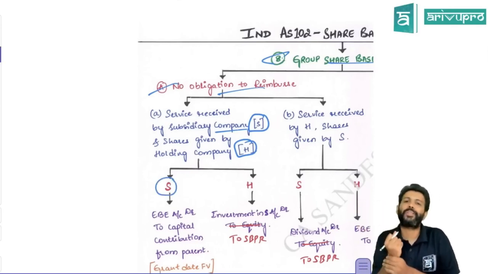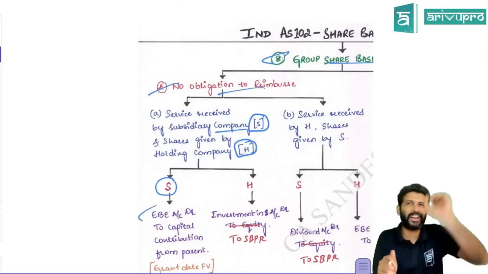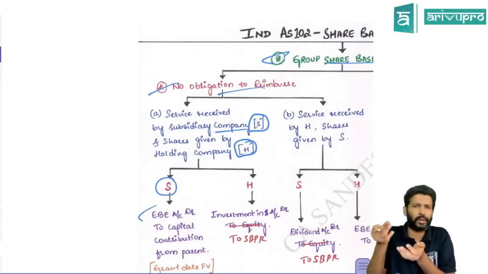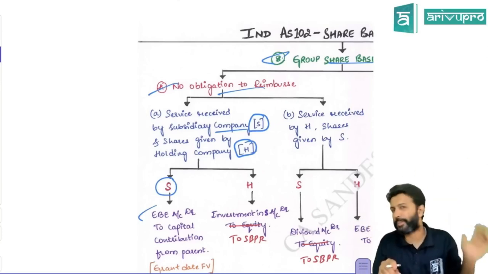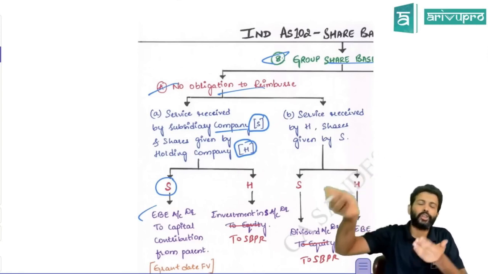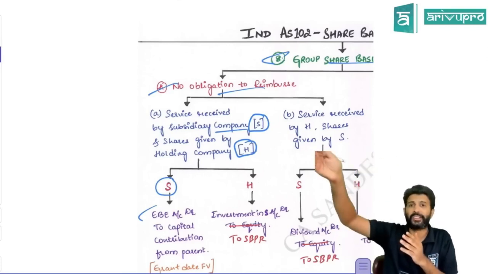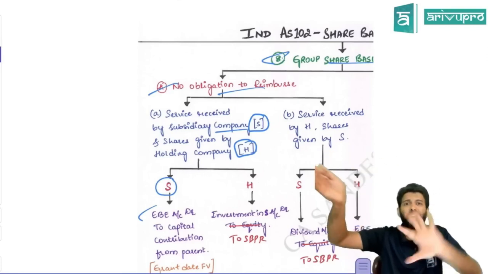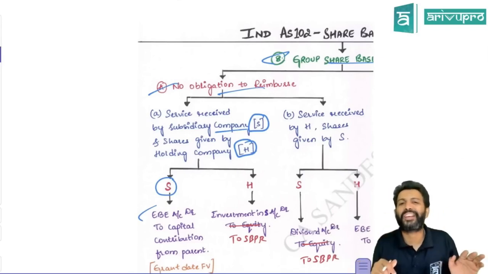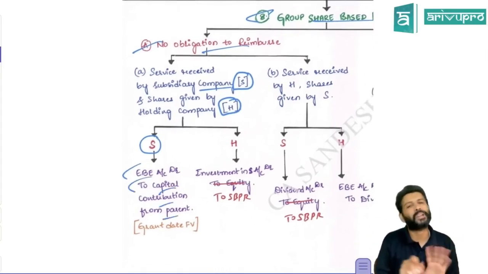Whichever entity is receiving service will debit employment benefit expenditure. Here S received the service from employees, so they will write employment benefit expenditure account debit. Can they credit SBPR? Normally that's the entry we pass in an equity settled plan: employment benefit expenditure to SBPR. Can S credit SBPR? No, because they're not issuing shares. The holding company is issuing shares. So instead of crediting SBPR, does S have any obligation to pay H after H gives the shares? No. That means S will treat this as an equity contribution from the parent. You will simply credit capital contribution from parent. That's all. Okay. All right.